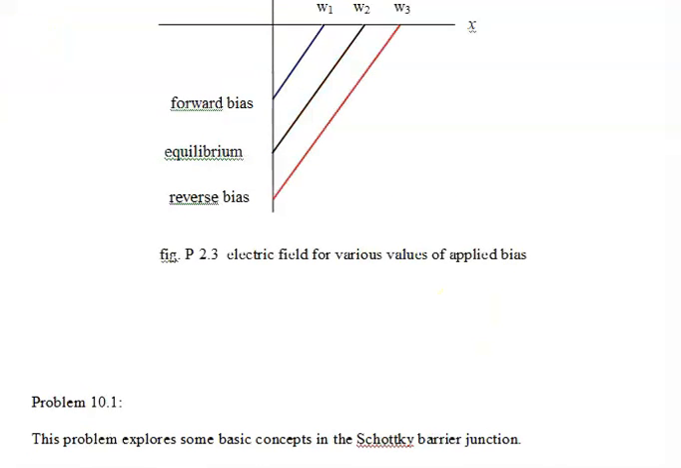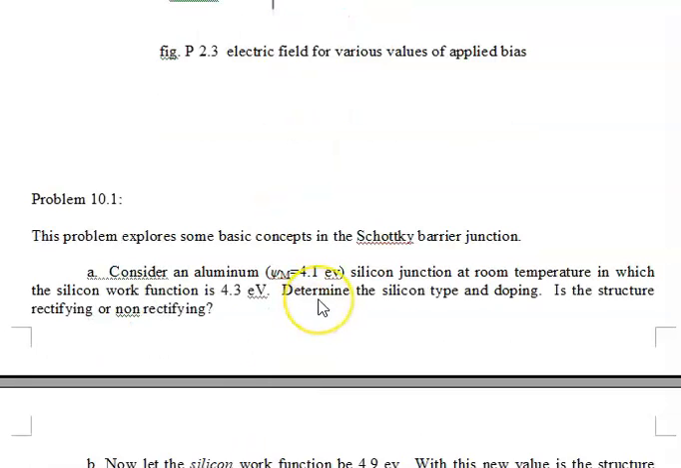Okay, so let's take a look at one more problem. This is chapter 10, which is the chapter of work problems. This is the first one. This is similar, but has some little twist to it. The problem explores some basic concepts in the Schottky barrier junction.